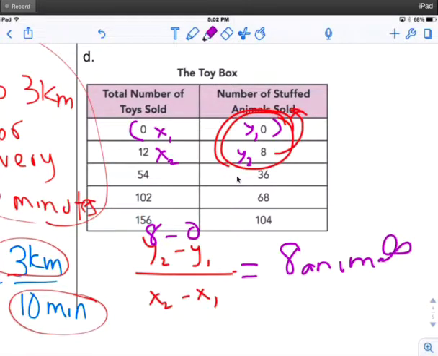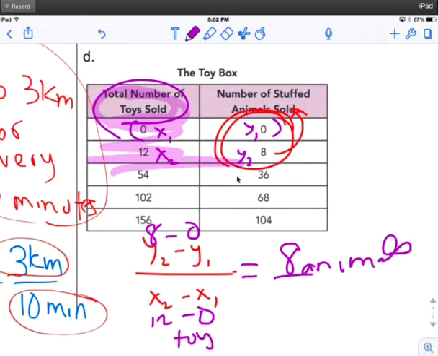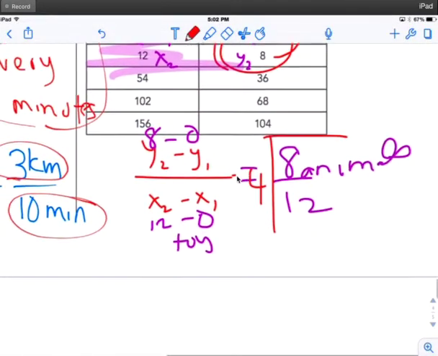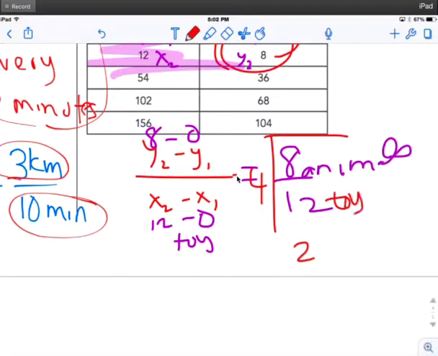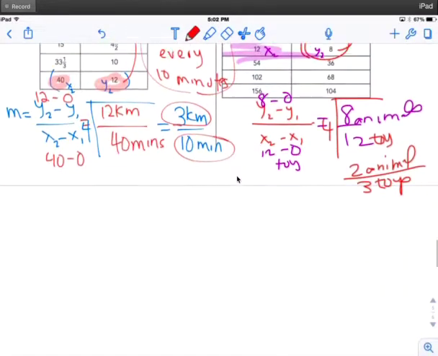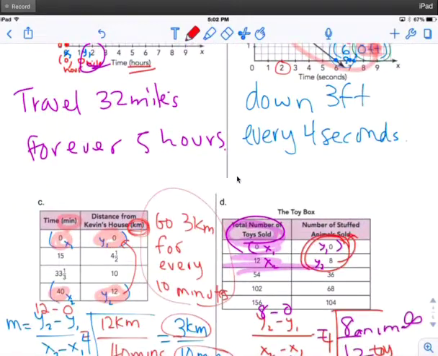And x2 is this one, and this toy sold. 12, 0, and there's toy sold. It's over 12. Reduce that by 4. You get 2 over 3. Two animals, toys are sold for every three toys all together. Okay, and that's how you do this homework. Remember, everything on here will be on your tests tomorrow.